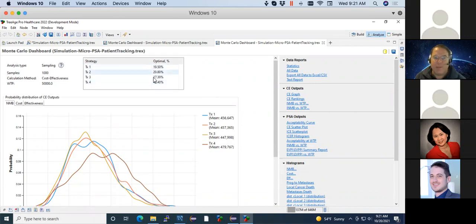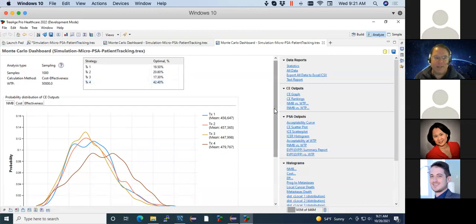So up here, we're not talking about the optimal strategy. We're talking about the percentage of the 1,000 calculations that favored each strategy. Only 42%, I should say only 42% favored treatment 4. So 42% of the calculations confirmed which one was the optimal strategy, which was treatment 4.